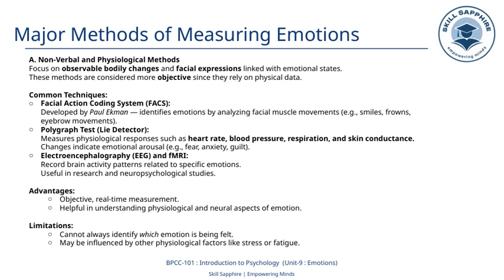Then there are brain activity recording methods like EEG and fMRI. These tools help us see patterns of brain activity that are linked with certain emotions. They're especially useful in research and neuropsychological studies because they give us a window into the neural processes behind emotional experiences. Now, what are the advantages of these methods? As I mentioned, they provide objective, real-time data, which is incredibly helpful for understanding the physiological and neural aspects of emotion. They give us a more scientific way of studying feelings beyond just self-report.